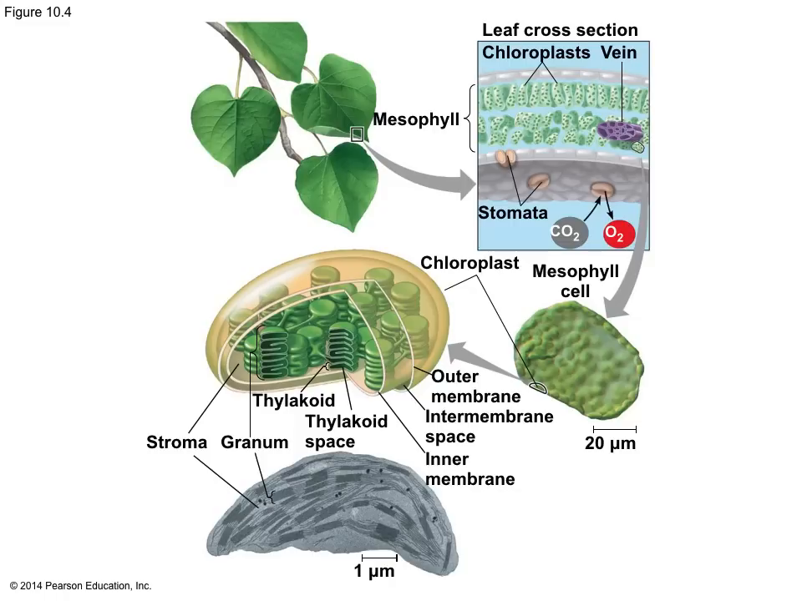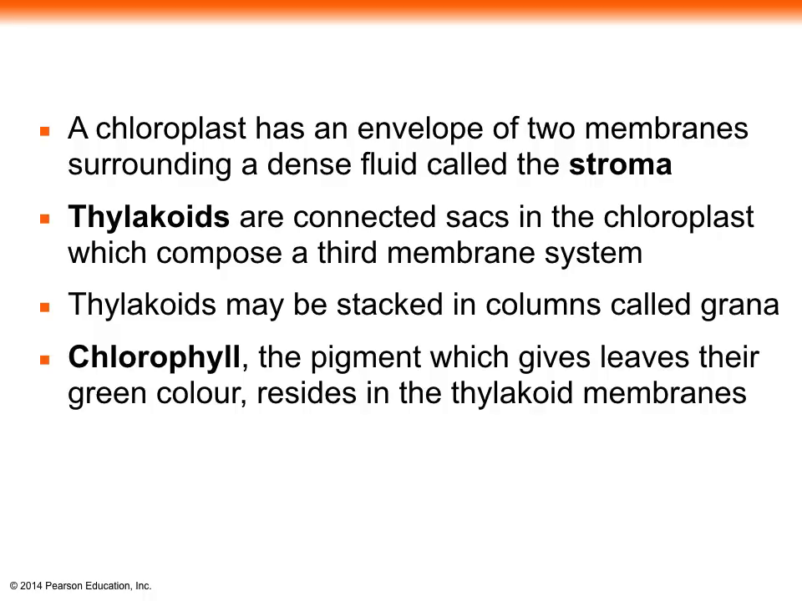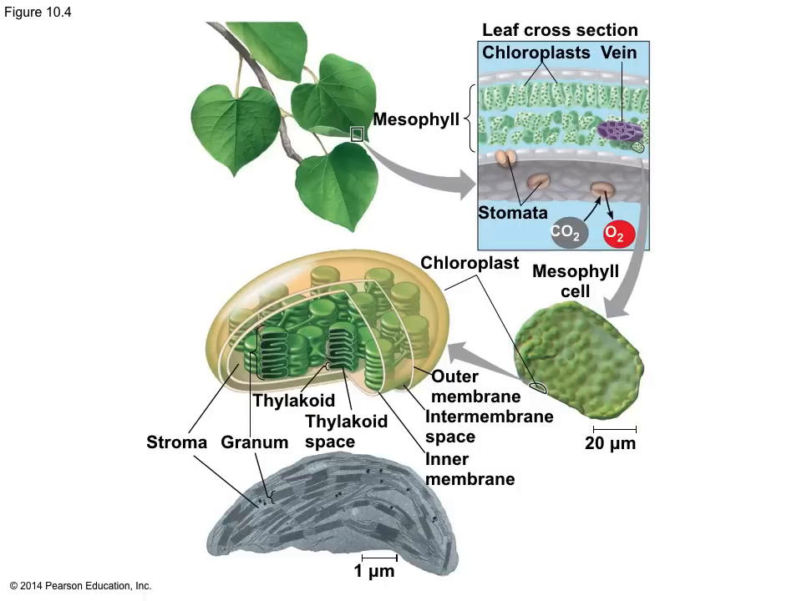Keep that word straight. Stomata and stroma are two different words. Keep them straight. One way you can keep them straight is that stroma has an R. You drink fluids through a straw. It has an R. Stroma has an R. So stroma is the fluid found within the chloroplast.